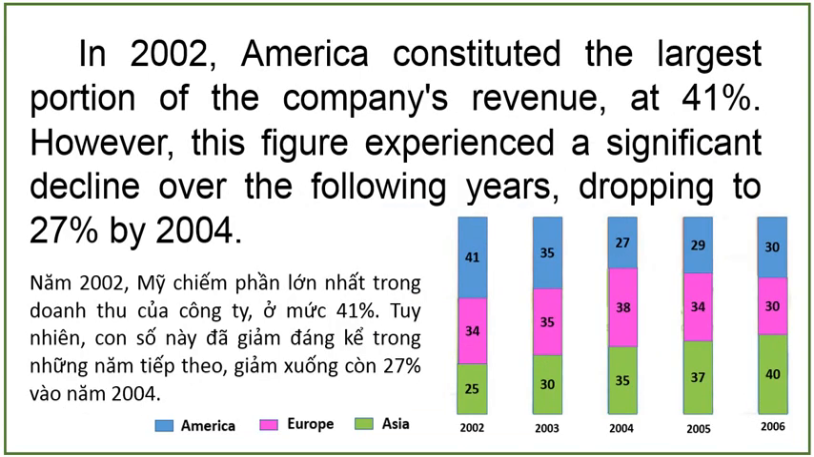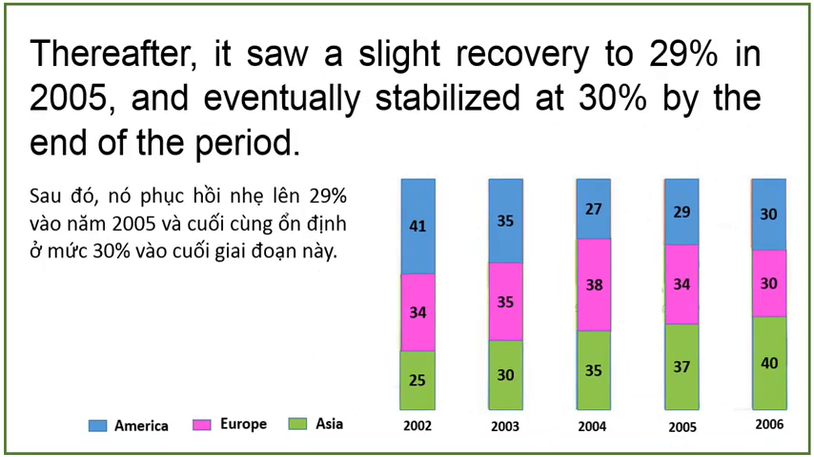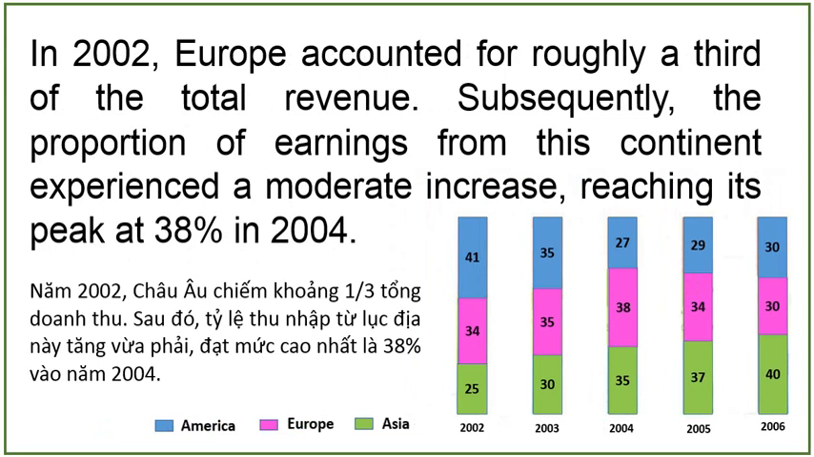In 2002, America constituted the largest portion of the company's revenue at 41%. However, this figure experienced a significant decline over the following years, dropping to 27% by 2004. Thereafter, it saw a slight recovery to 29% in 2005 and eventually stabilized at 30% by the end of the period. In 2002, Europe accounted for roughly 1/3 of the total revenue.